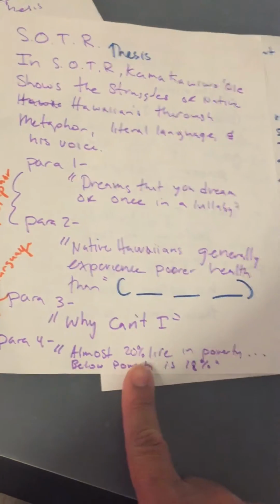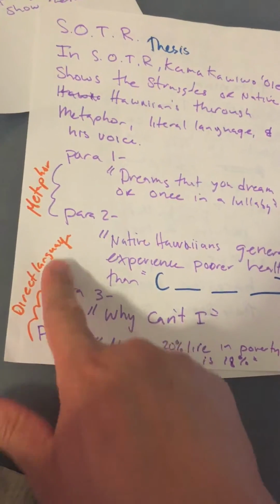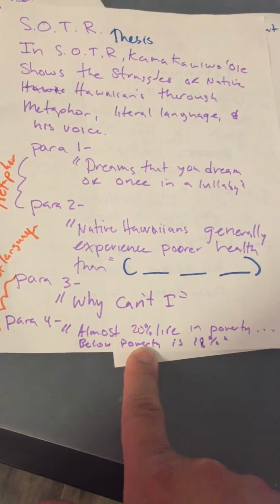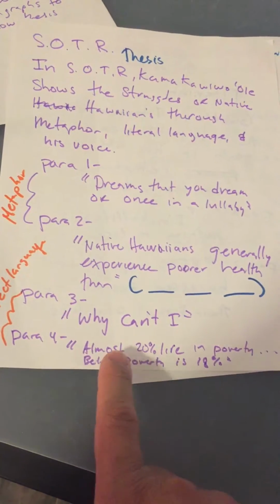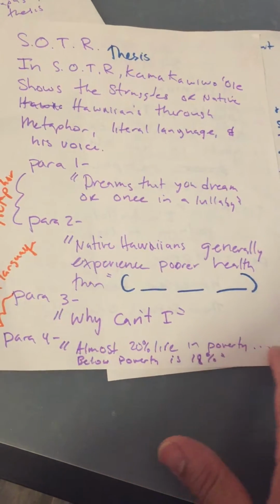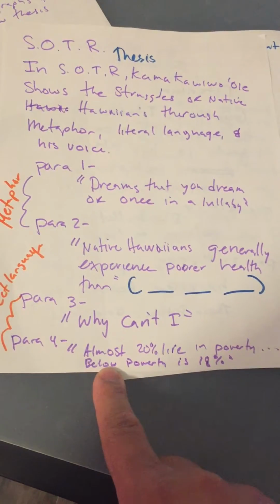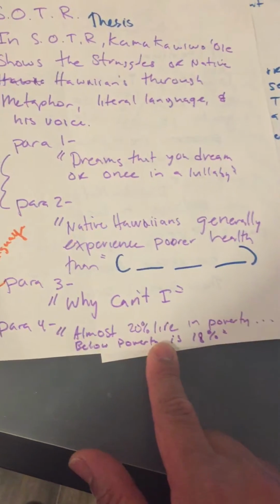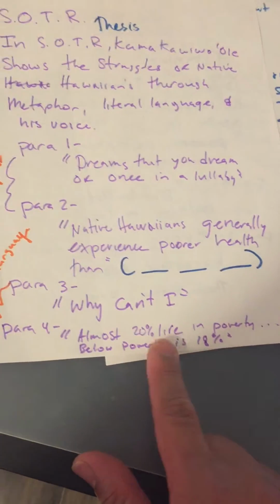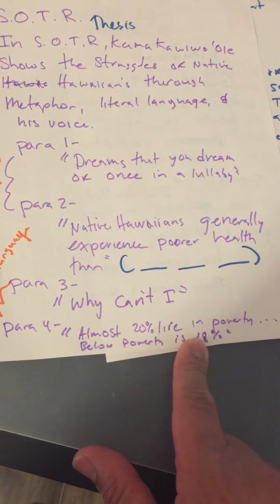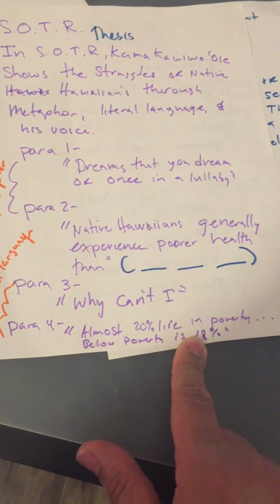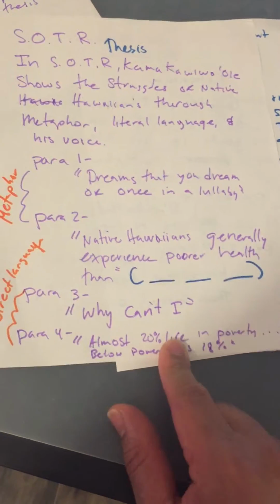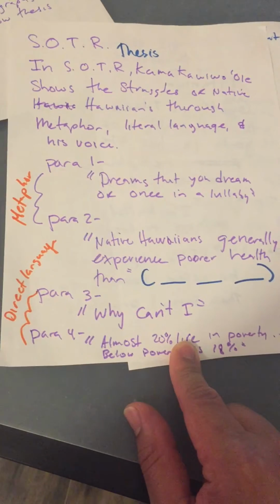Okay. Then my next thing about direct language is I'm going to build off this, and I'm going to use a quote from the research text that I sent you guys. Almost 20% live in poverty. A line later, below poverty is 18%. So you're saying that 18 plus 20 is 100%. Just kidding. 20% plus 18%, that's 38%, live in poverty or below poverty. So almost 50% of his people are living in poverty.